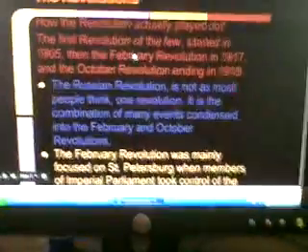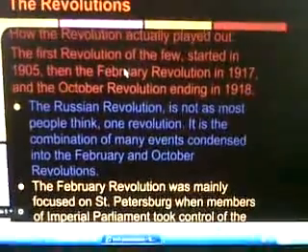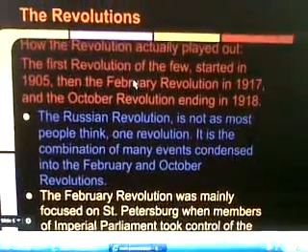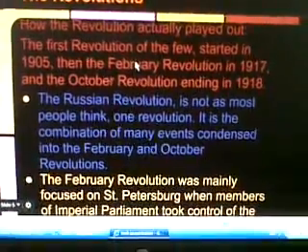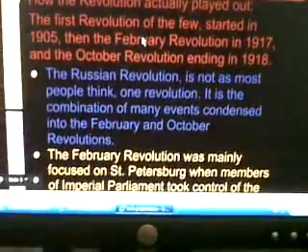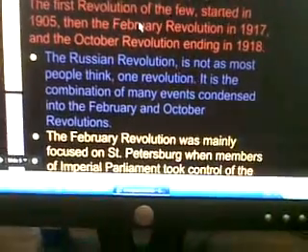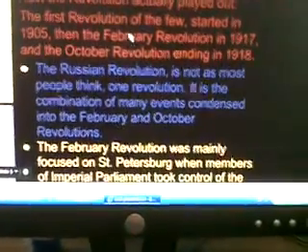The revolutions: how the revolution actually played out. The first revolution started in 1905, and then the February Revolution in 1917, and the October Revolution ending in 1918. The Russian Revolution is not, as most people think, one revolution. It is a combination of many events condensed into the February and October Revolutions.